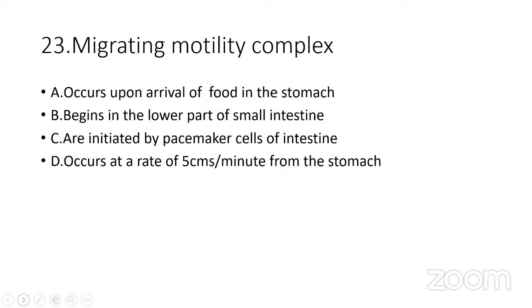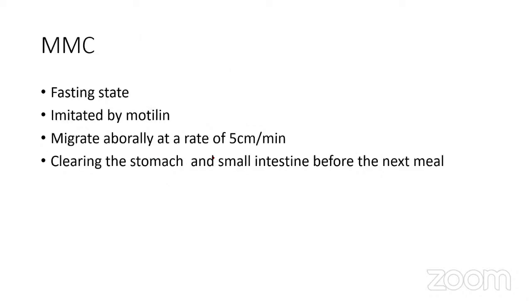Migrating motor complex occurs. Option A: upon the arrival of food in the stomach; begins in the lower part of the small intestine; initiated by the pacemaker cells of intestine; occurs at a rate of 5 centimeter per minute. So the correct answer is occurs at a rate of 5 centimeters. The last option is the correct one.